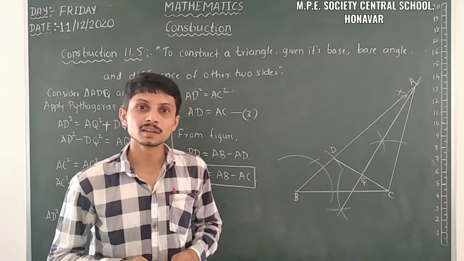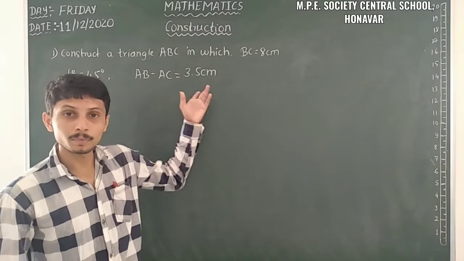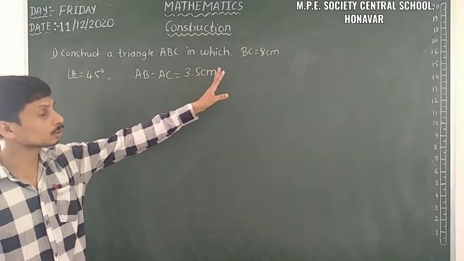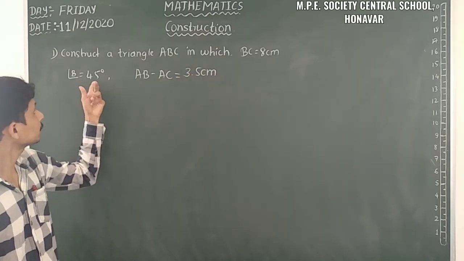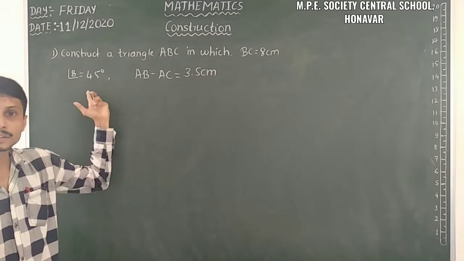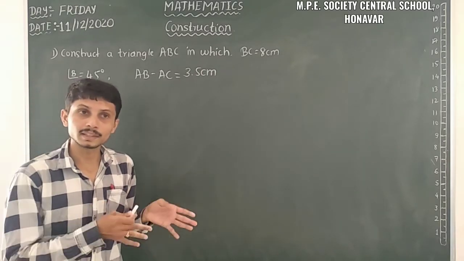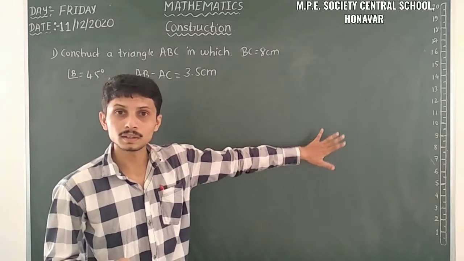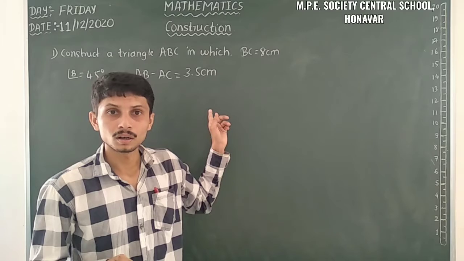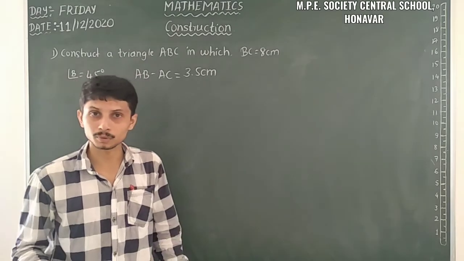So let us take one example. Let's take one problem here. Just observe, we have to construct a triangle ABC in which BC is equal to 8 cm is given, angle B is equal to 45 degree is given, and AB minus AC is equal to 3.5 cm. Here just observe, the angle is less than 60 degree. So we can easily construct in our plane. In our limitations we can easily draw this triangle. It is possible. Here we have to take the same procedure.